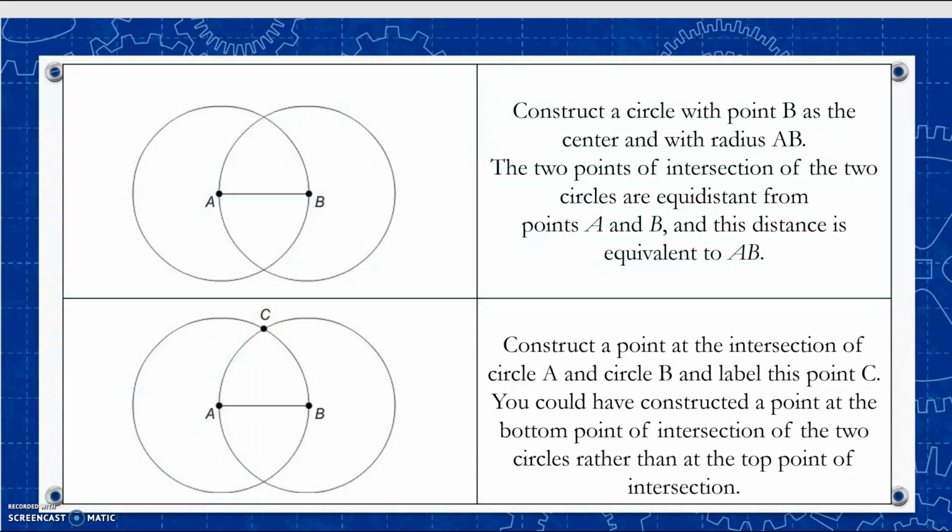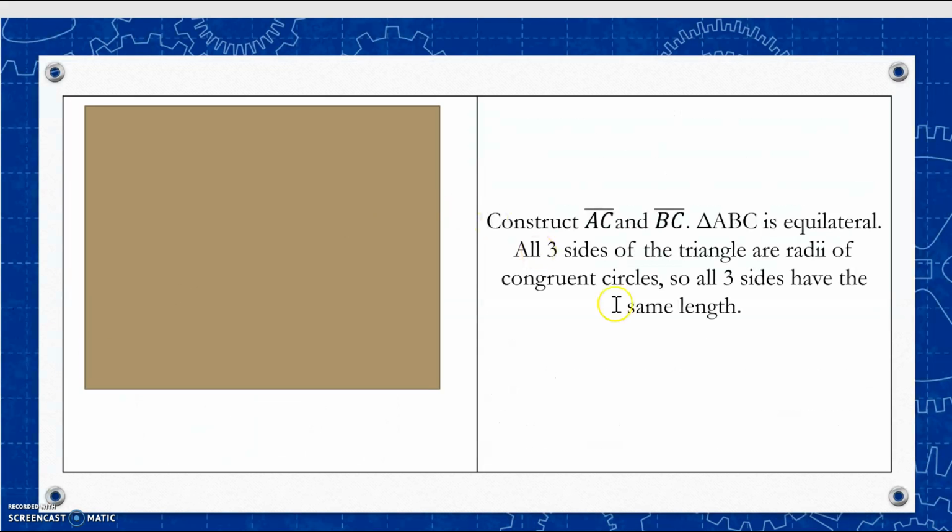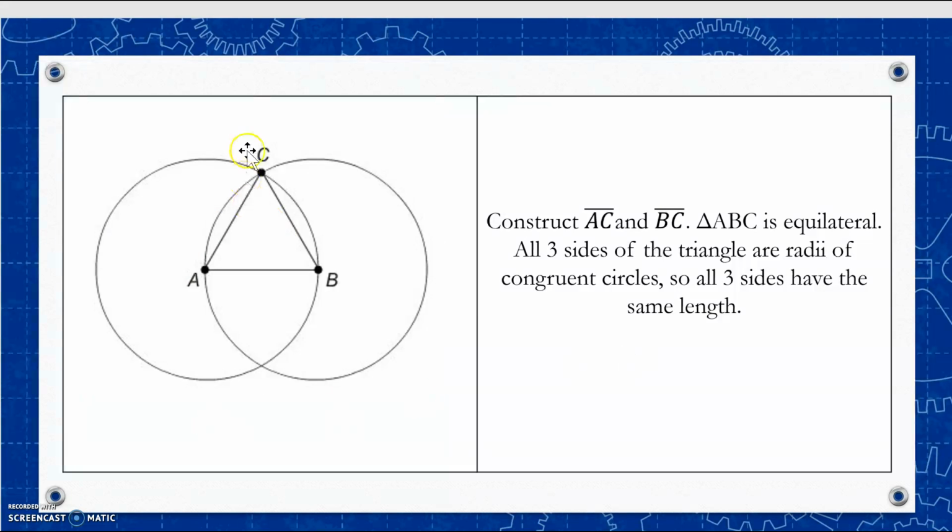All right. So now you just construct line segments AC and BC, and ABC is an equilateral triangle. All sides are equal. Use your straight edge to connect the points that you drew. And you have completed your equilateral triangle.